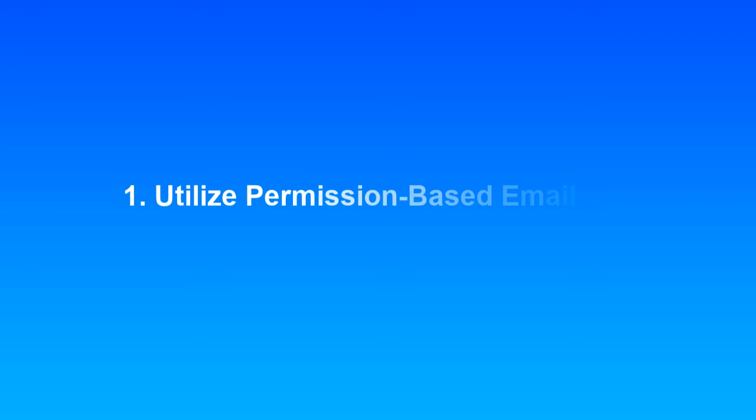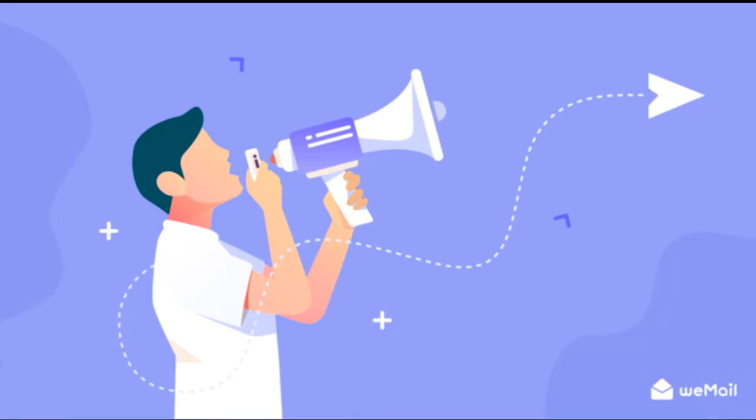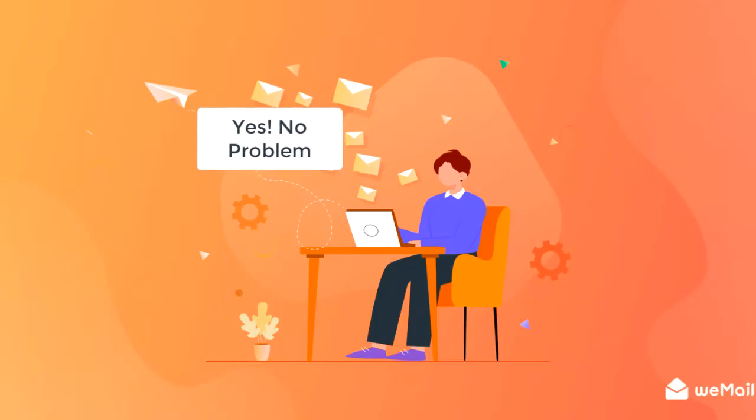The first is to utilize a permission-based email list. Taking permission before sending an email is the best way to reduce the email bounce rate. Because the recipient will know that you are going to send them an email, they will most likely feel special and give the permission to you.